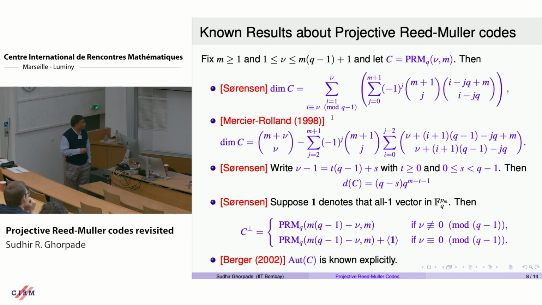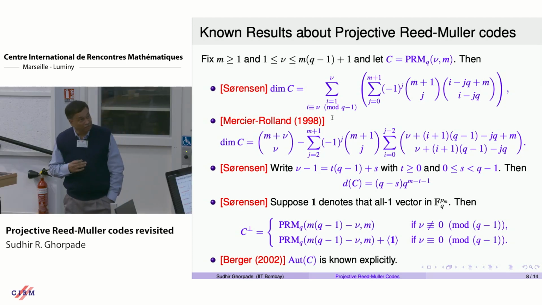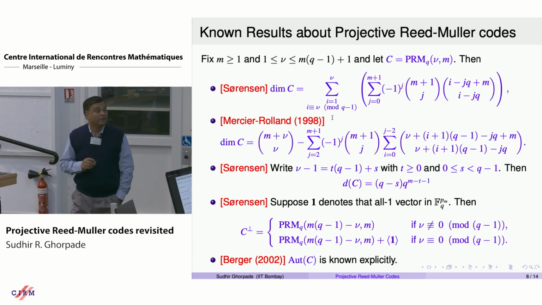He also calculated the duals of projective Reed Muller codes and showed that they are almost always projective Reed Muller codes, except in one case where you need to add the all-one vector to the code. And the automorphism group of this is known explicitly. I'm not going to write it down, it's a little bit complicated. This is done by Berger.